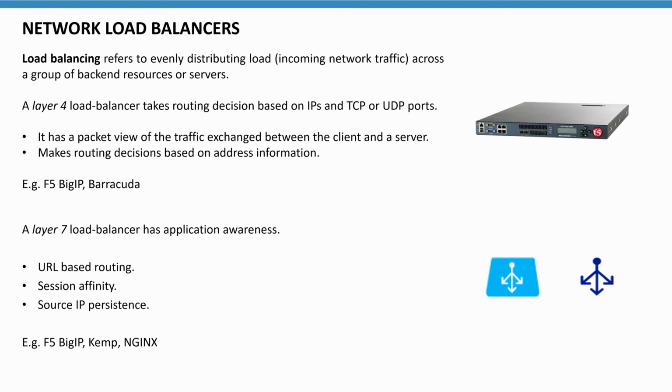For example, if your URL has /video, the layer 7 load balancer sends the request to the server that hosts video. If it has /images, it sends requests to the server that has images. Some examples of layer 4 and layer 7 load balancers are F5 BigIP, Nginx, and Barracuda.